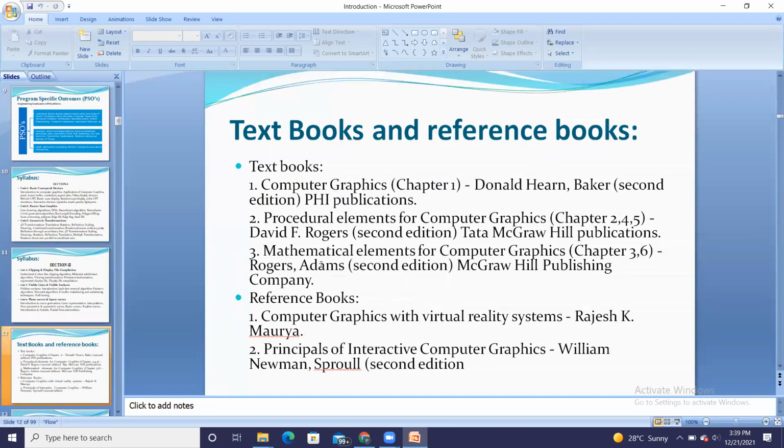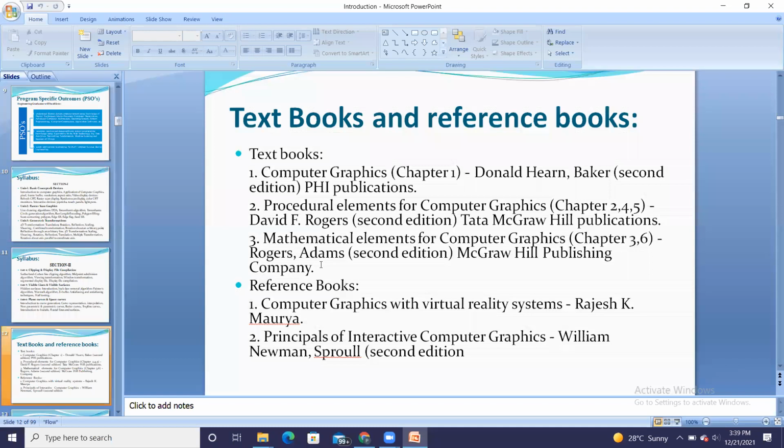Okay, so these are the textbooks and reference books. Out of that, Donald Hearn and Baker, you might have used. This particular book, Computer Graphics by Donald Hearn and Baker, is for chapter number 1. It has only the syllabus of chapter number 1. Then we have 2 more books, called Procedural Elements of CG and Mathematical Elements of CG. In Procedural Elements, you have chapter numbers 2, 4, and 5. And in Mathematical Elements, you have chapter numbers 3 and 6.